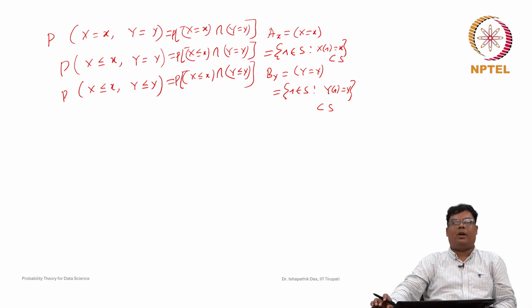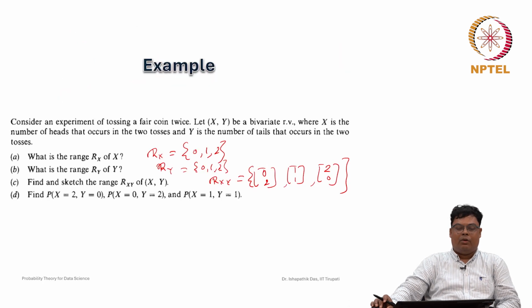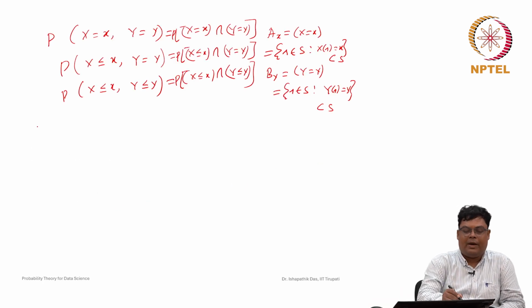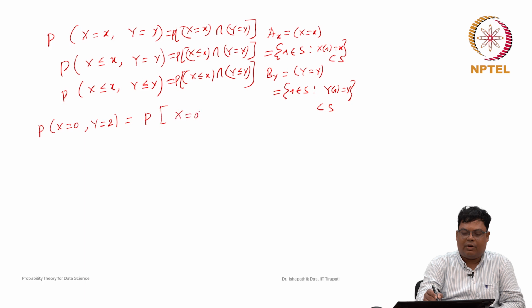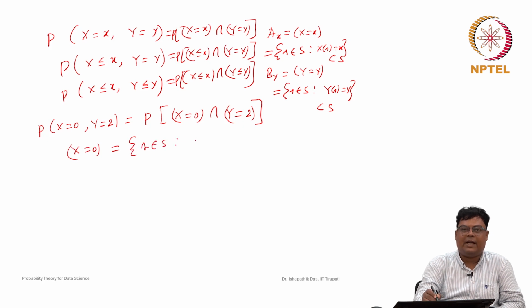If you have followed this notation, then we can do some other examples also: how to find the probability of x equal to 0, y is equal to 2. The probability of x is equal to 0, y is equal to 2 is nothing but the probability that x is equal to 0 intersection y is equal to 2. So, what is the event x equal to 0? X is equal to 0 is nothing but all s belongs to the sample space S such that x of s is equal to 0.